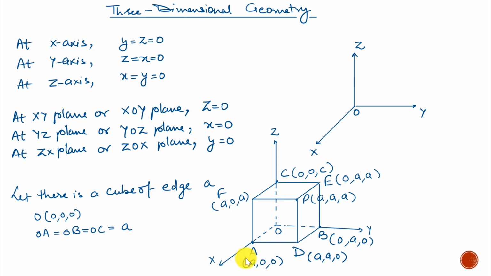We have point D on the xy plane. Here z equals 0, so the point is (a, a, 0). Point E on the yz plane is (0, a, a). And the F point on the xz plane, here y equals 0, so F is (a, 0, a). And P is a point in space. The value of P is (a, a, a) because to reach P we have to cover OA, AD and DP. OA is a, AD is a and DP is a.